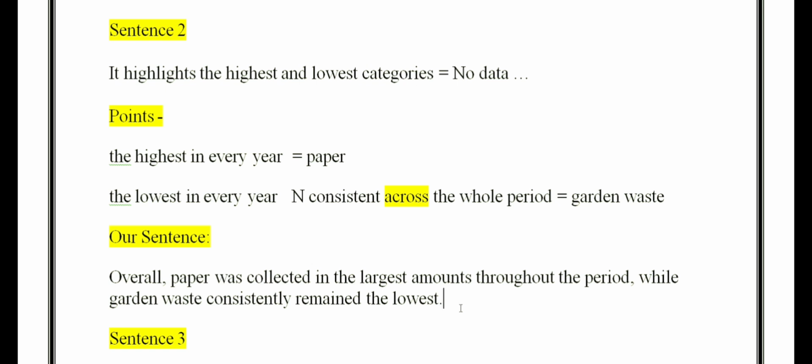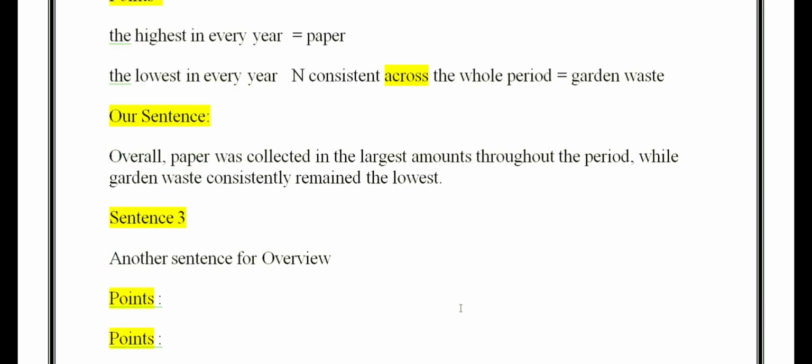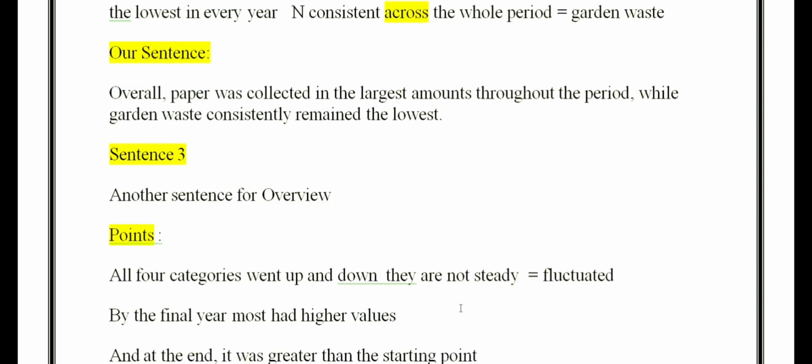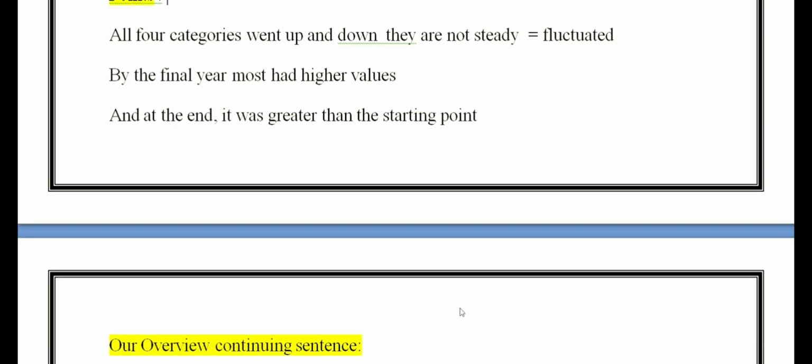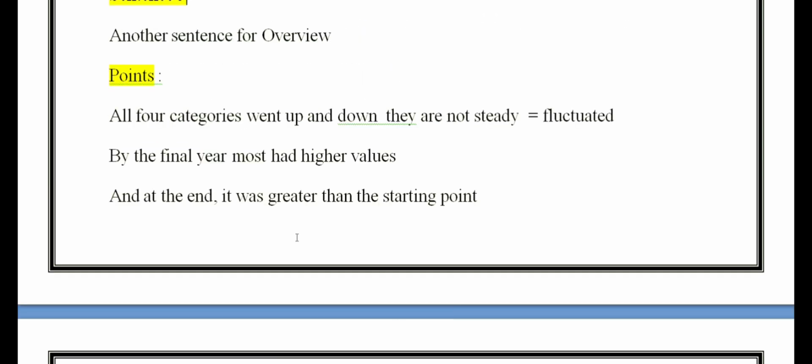Now, sentence number 3. We are continuing with the overview paragraph. We are adding one more sentence here. What am I going to speak about? That all the 4 categories went up and down. That means they were not steady. And when something is going up and down throughout, then the word used is fluctuated.